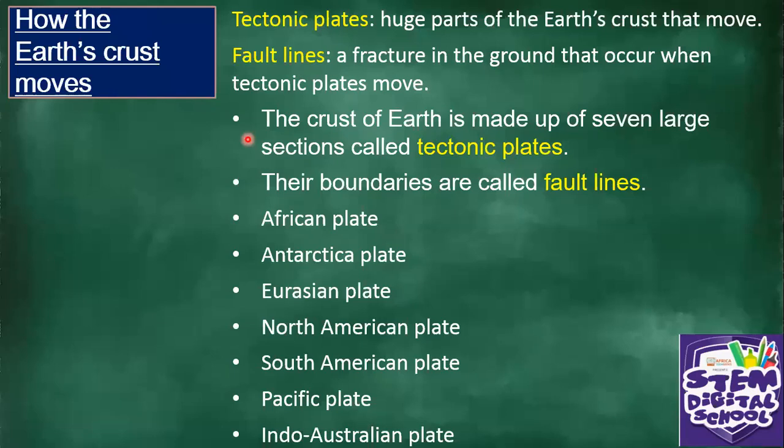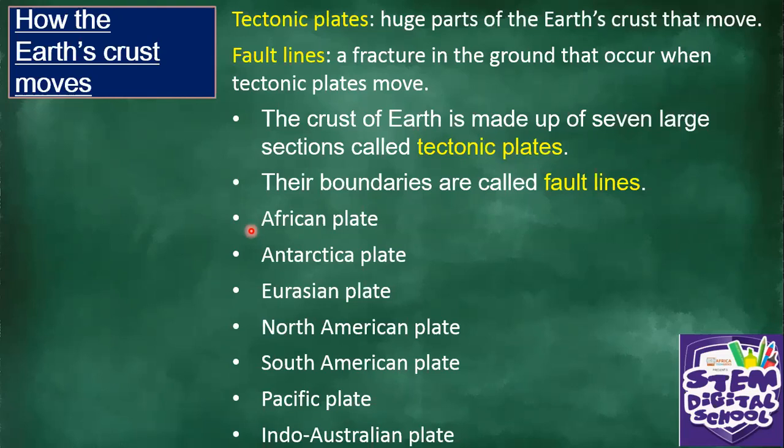The crust of Earth is made up of 7 large sections called tectonic plates. There are 7 large tectonic plates on Earth. Their boundaries are called what? Fault lines. You remember fault lines. So, which are the 7 large tectonic plates we have?